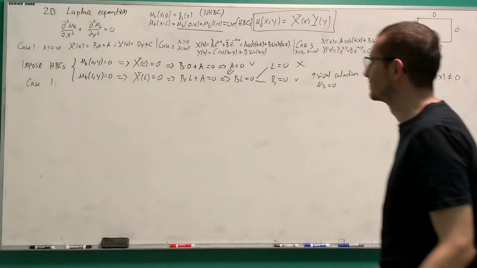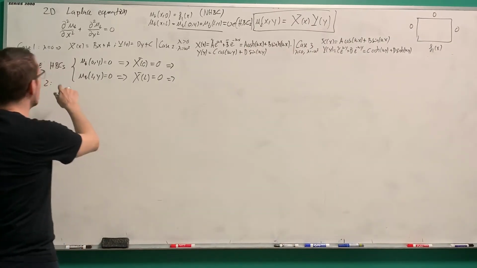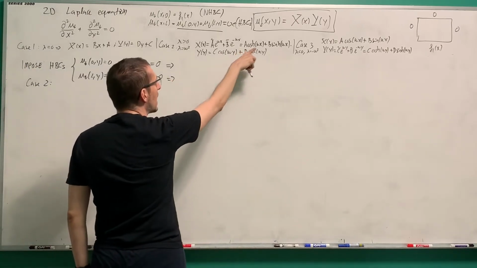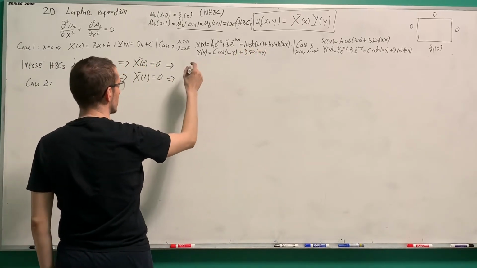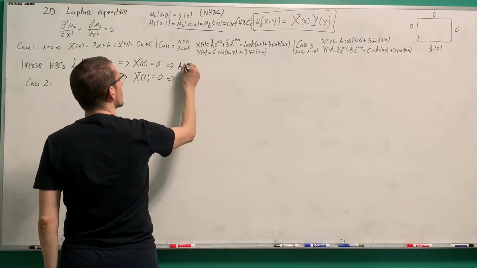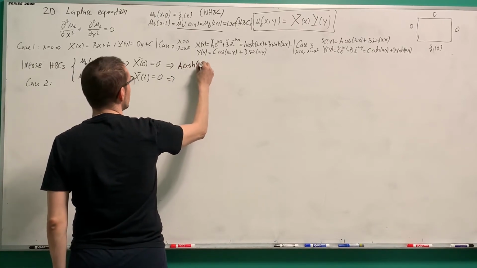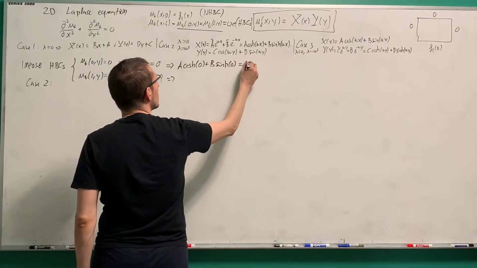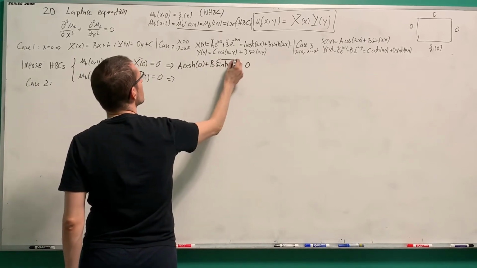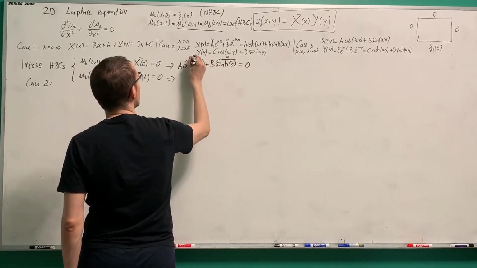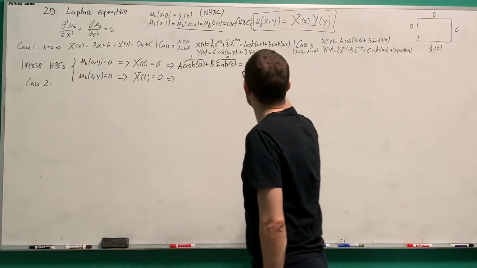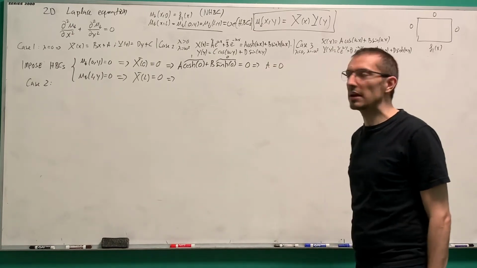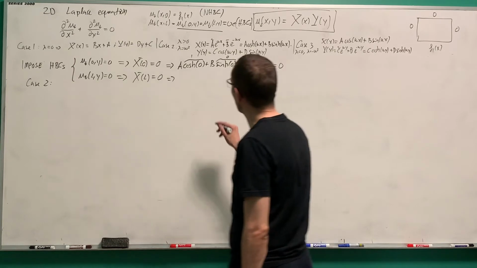Let's check case 2. For case 2, we check the same HBCs, the homogeneous boundary conditions on x. And we're going to use the cosh and sinh expressions because they are much simpler. So a cosh of 0 plus b sinh of 0 equals 0. That's easy. The sinh of 0 is 0 and the cosh of 0 is 1. So that means that a is equal to 0. How nice. All right, wonderful.